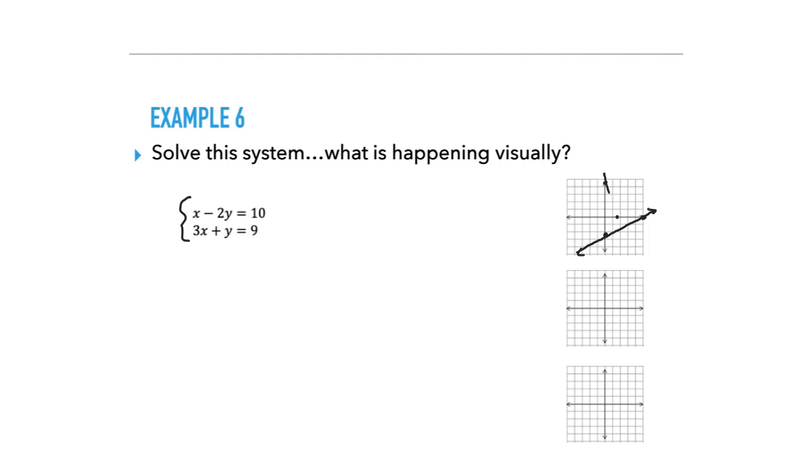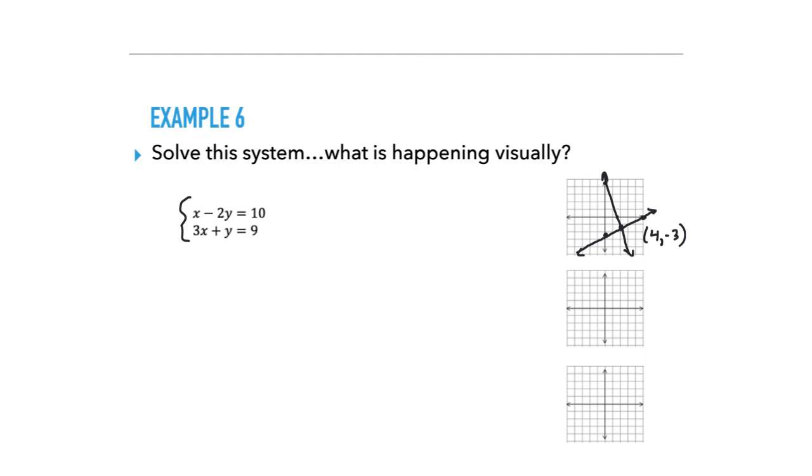If I connect the dots there, I can see where these two lines intersect. I can try to eyeball the solution. It looks to be maybe 4, negative 3. And if I substitute 4, negative 3 back into both the first equation and the second equation, I can see that that indeed works. What happens to this system visually as I employ Gauss's method?